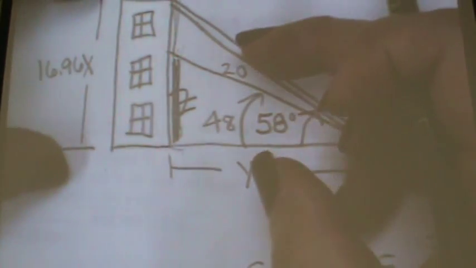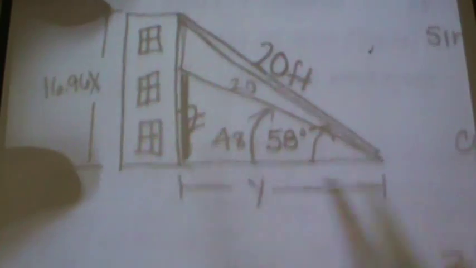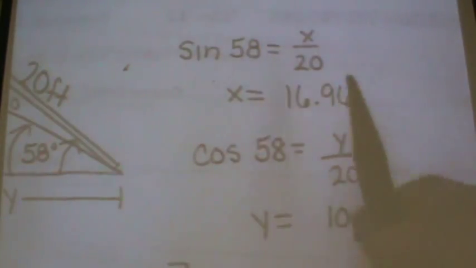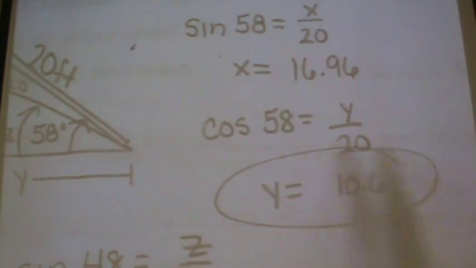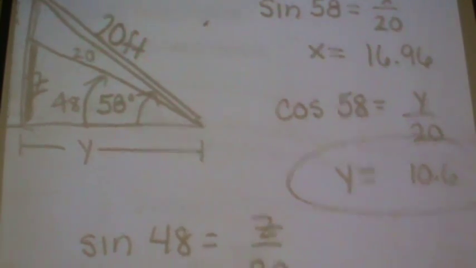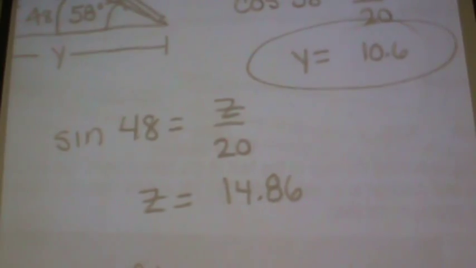They're asking you how far did the ladder slide. So if from here to here is 16.96 and here is 14.86, how far did it go? You're going to subtract these two numbers. 16.96 minus 14.86, and you get 2.1. So the ladder slid 2.1 feet, and it was 10.6 feet away from the building originally. Does that make sense? Yes?